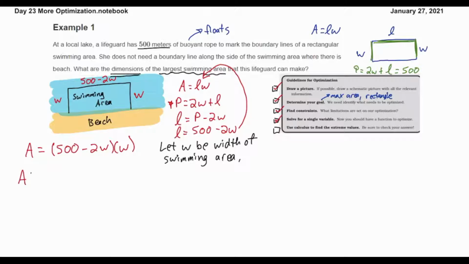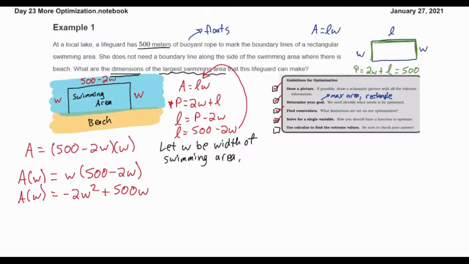So area as a function of width is equal to width times 500 minus 2w, and it's easier for us to derive when we're not in factored form. So we're going to expand and multiply these two together. So area as a function of width is equal to negative 2w squared plus 500w.